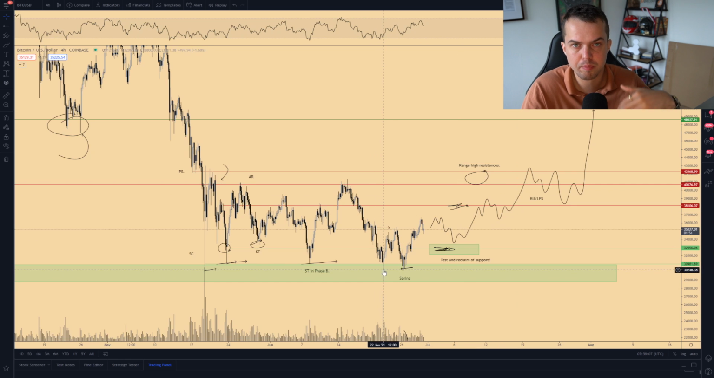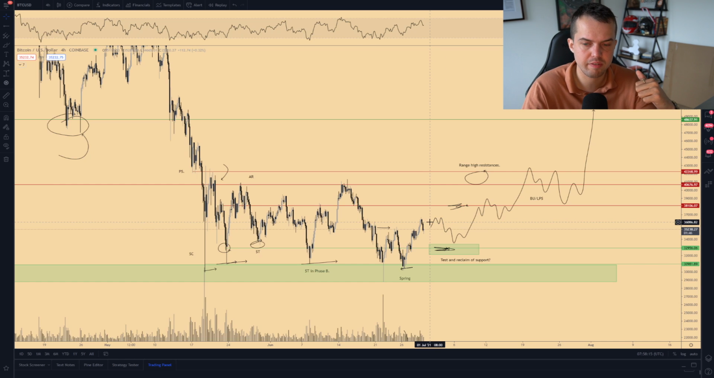So we've avoided a breakdown of this range. Most likely the other side of the range is going to be tested, and most likely 33 is going to be the critical level, because if at 33 the buyers are not stepping in, I think we're going to fall back down again and continue the lower highs that we are making.